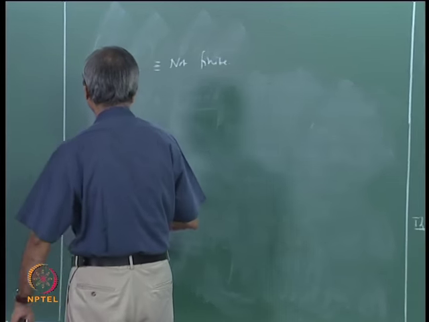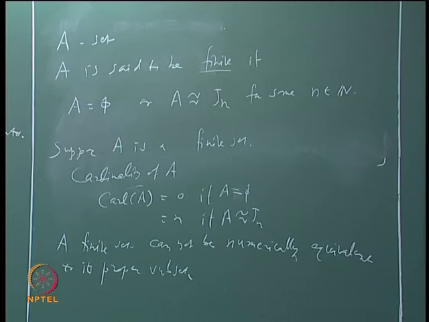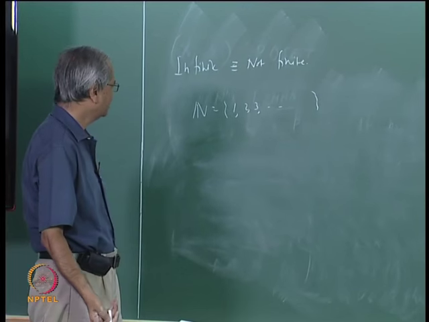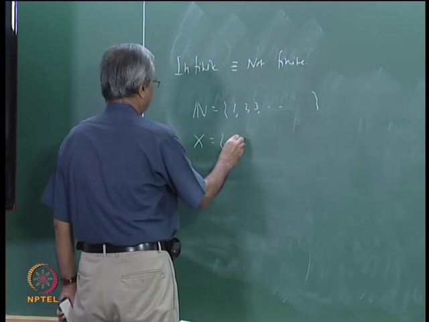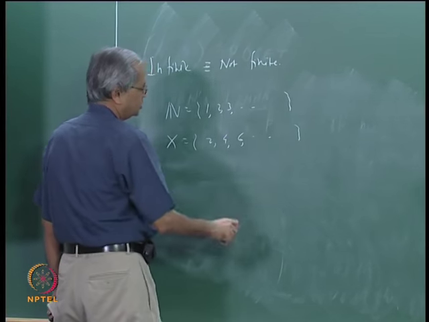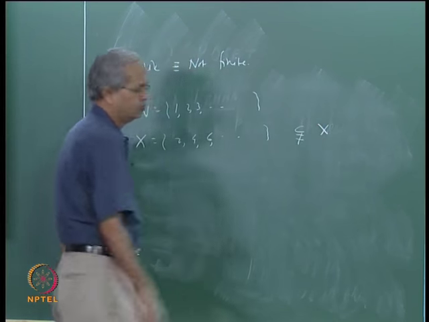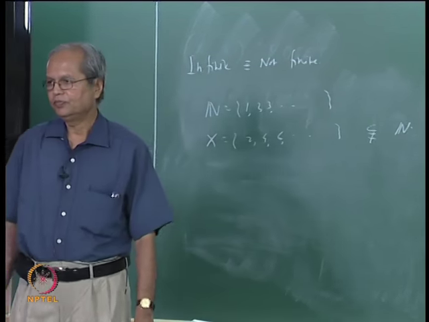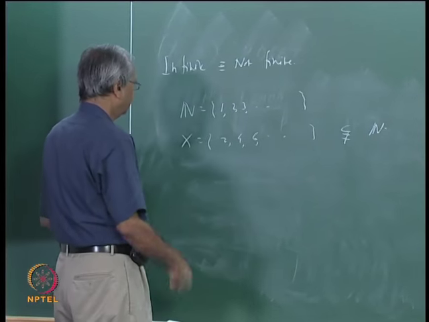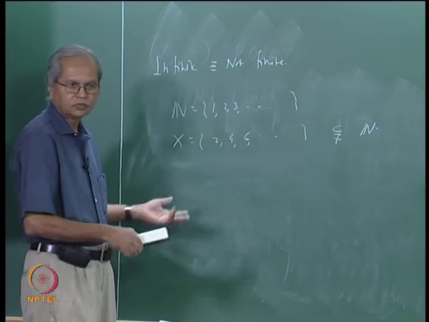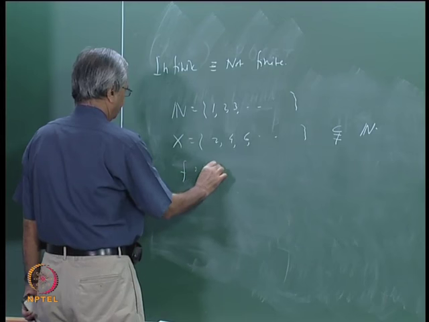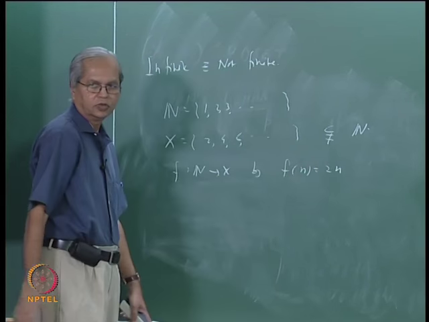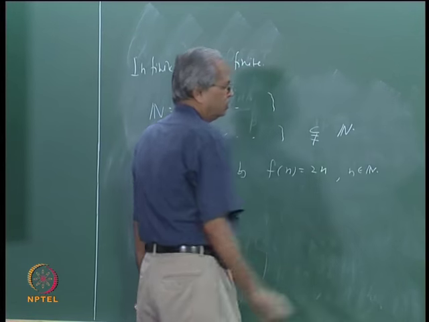But just for the sake of completeness, we'll take one example. Let us take the set N: 1, 2, 3, etc. We'll take another set, suppose X is 2, 4, 6, etc. So this is a proper subset of N. And what is the one-to-one onto map between N and X? We just define F from N to X by F(n) equals 2n. Then F is 1-1 and onto.